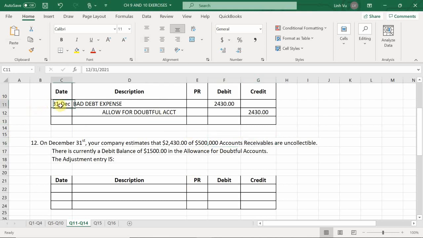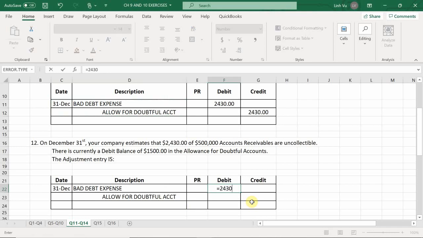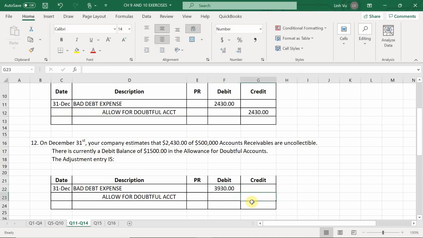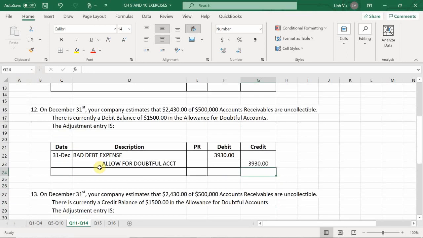So again, the journal is going to look identical. I'm going to save some time here and copy and paste. But this time, because I have a debit balance in my allowance for doubtful accounts, I need to add $2,430 to the $1,500 to get a grand total of $3,930 as my total amount that I'm going to be debiting into my bad debt expense account.